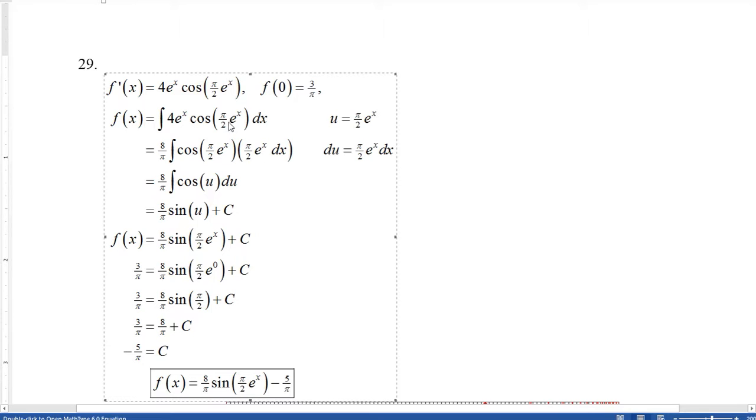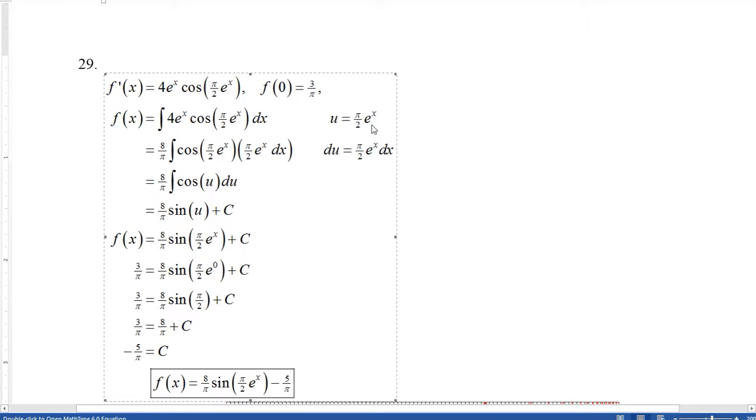Well, notice you have cosine of something, and that something is kind of complicated. Let u be that something inside the parentheses, the argument or input for the cosine function. So we let u be pi over 2 e to the x. We'll see if this works.